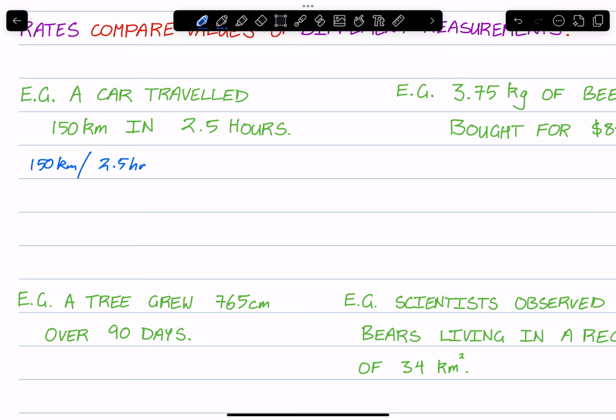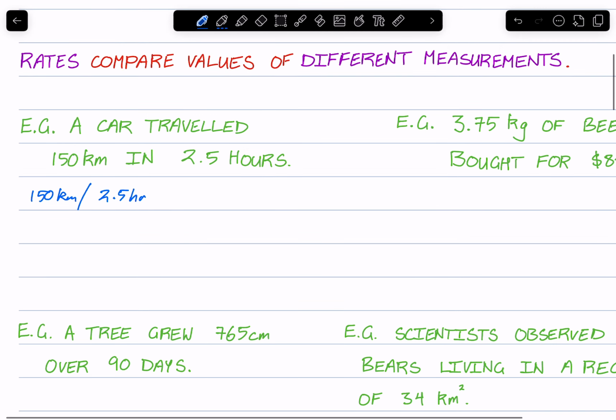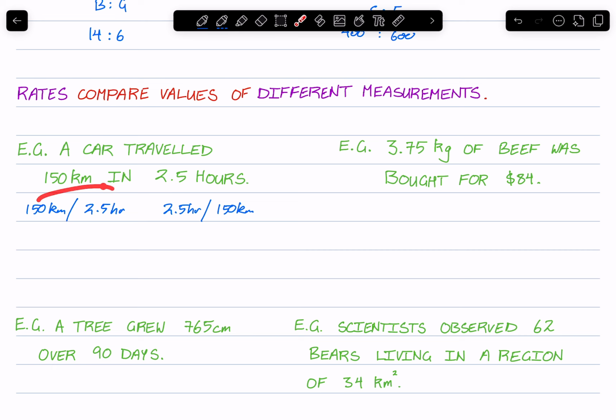When it comes to rates, the order of these can actually change. It can be 2.5 hours per 150 kilometers. But if you're familiar with rates that we use in the real world, one order is more used than the other. In this instance, time is almost always the per unit, so per time. So here we have a rate.